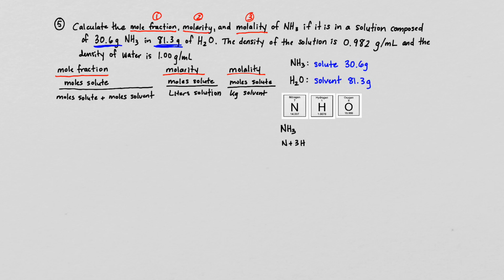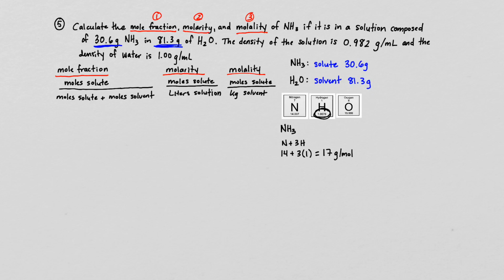So every nitrogen is worth 14, so I write a little 14 under there. And I have 3 times hydrogen, which is about 1. So if you do the math here, 14 plus 3 times 1, that is 17, and the unit for that is grams per mole. All right, grams per mole.